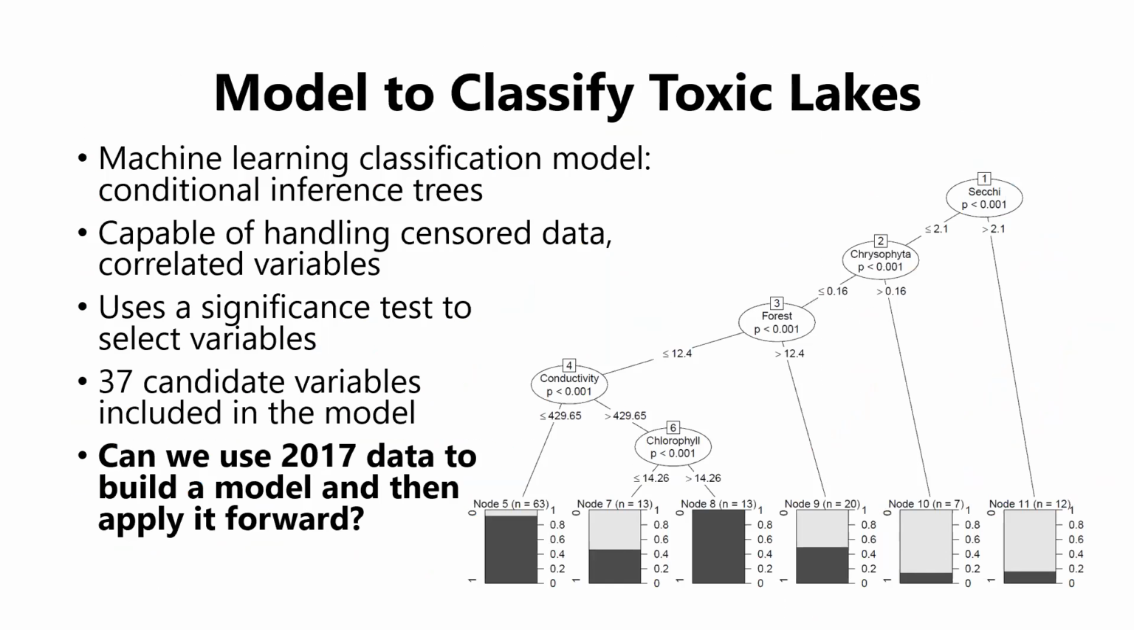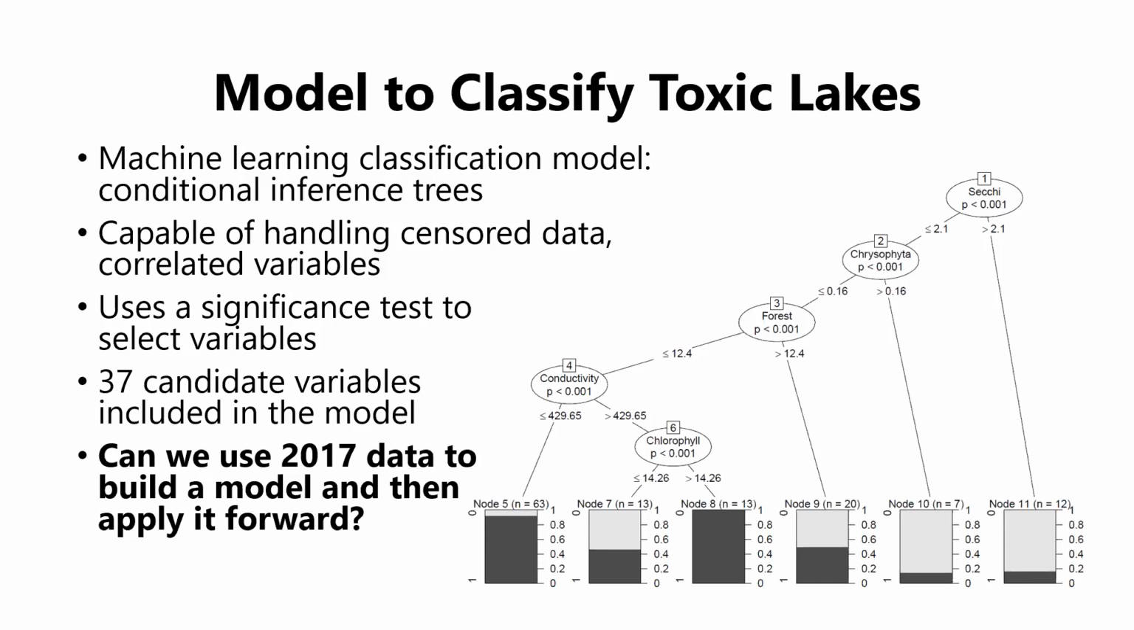So to build this classification model, we used machine learning conditional inference trees. And so these conditional inference trees are a method for regression and classification. In other words, it's taking all the candidate variables that we provided, in this case it was 37, and using those to try to put lakes into the buckets of either microcystin detected or not detected. And then we can evaluate, based on the microcystin data we collected, how well the model did at classifying those lakes. And the reason for using conditional inference trees in this case is that they're capable of handling missing or censored data, and they handle correlated variables quite well. And we used a significance test to select the most important variables for the model.